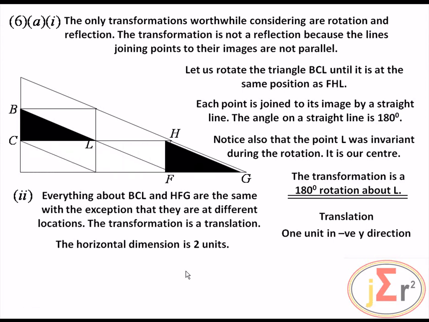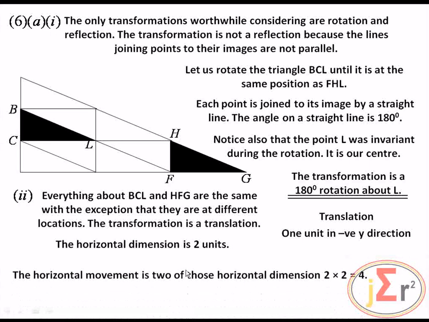So it travels all the way across there. So the horizontal movement is 2 of the horizontal dimension of the triangle. We know that a horizontal dimension is 2 units, so the movement would have been by 4 units. So we have a vertically downwards movement, or in the negative y direction, by 1 unit, and a horizontal movement in the positive x direction, that is by 4 units. And that is the translation.